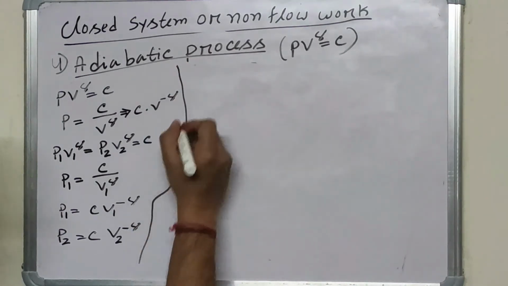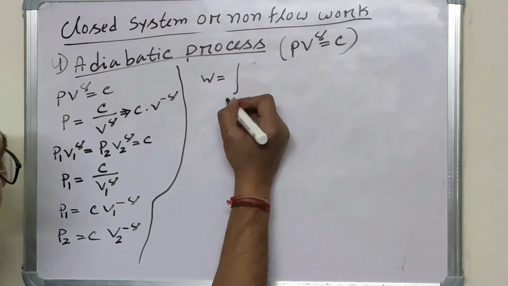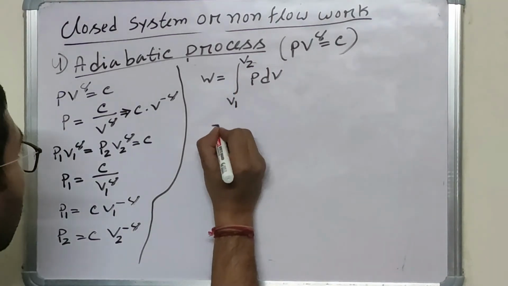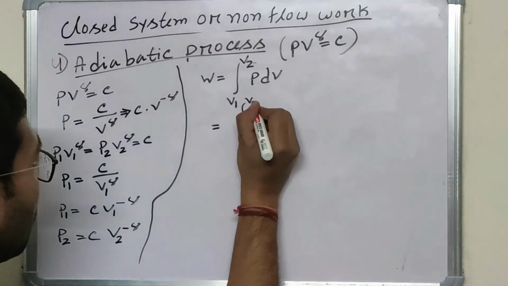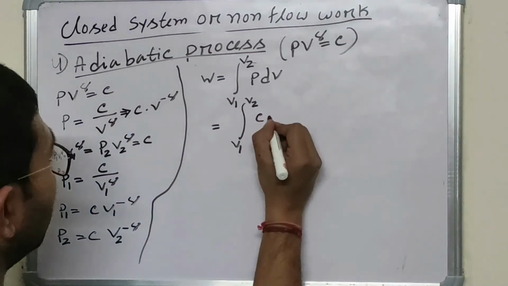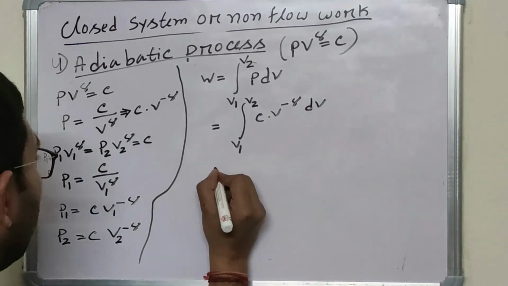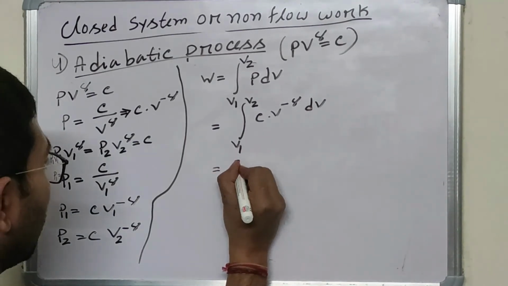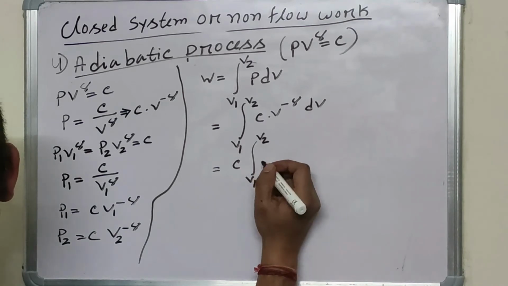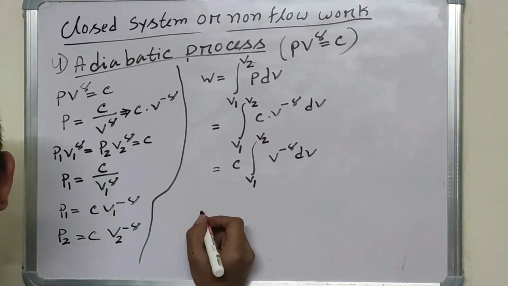Now we have to find what is the work done in that case. Work done equal to integration, from the initial volume V1 to V2, of pressure into change in volume. P equal to C into V to the power minus gamma into dV. Now you have to take out the C, and integrate V to the power minus gamma into dV from V1 to V2.